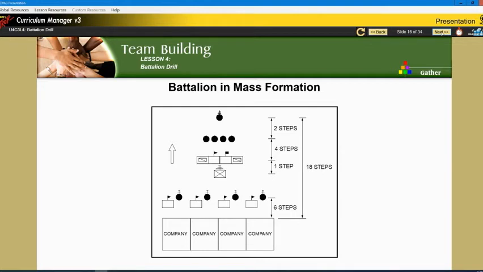Where it says company, we just put very long squads in. But you'll see the battalion commander in the front. You'll see the staff. You'll see the color guard with the color guard commander. And then you see the company commanders and guidons.